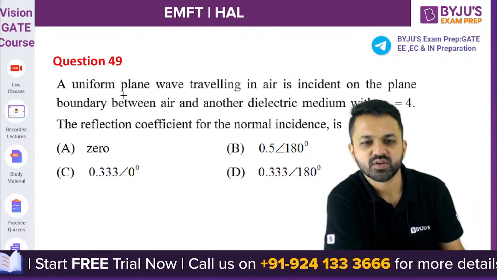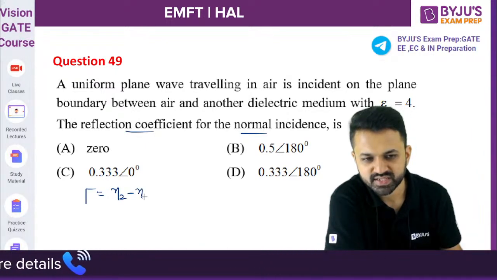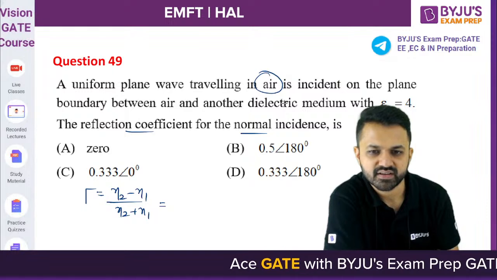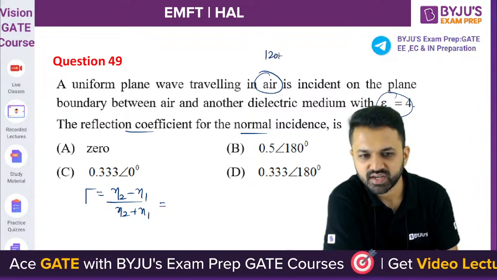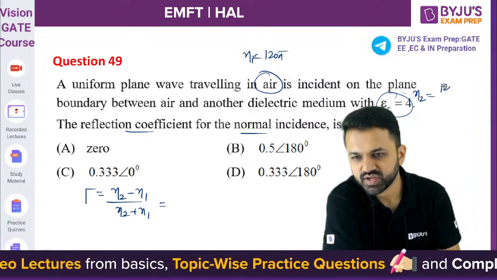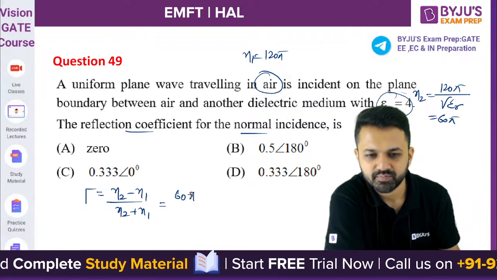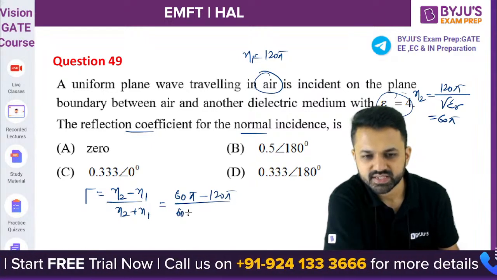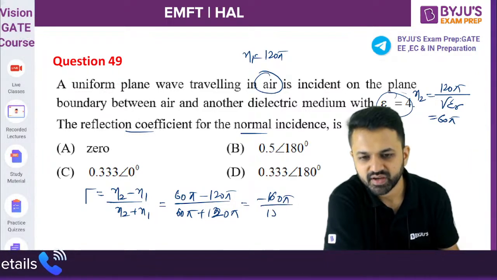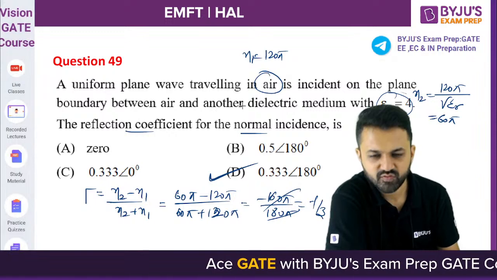Now answer this one. Here you can see that you have to calculate the reflection coefficient for the normal incidence. So the reflection coefficient for the normal incidence is eta 2 minus eta 1 divided by eta 2 plus eta 1. It is air and another dielectric. So for air it is 120 pi, so this is eta 1, and eta 2 is 120 pi divided by root over epsilon r. So it is 60 pi. So this is nothing but 60 pi minus 120 pi divided by 60 pi plus 120 pi. So it is minus 60 pi divided by 180 pi, which is equal to minus 1 by 3. So 0.33 at an angle of 180 degrees.